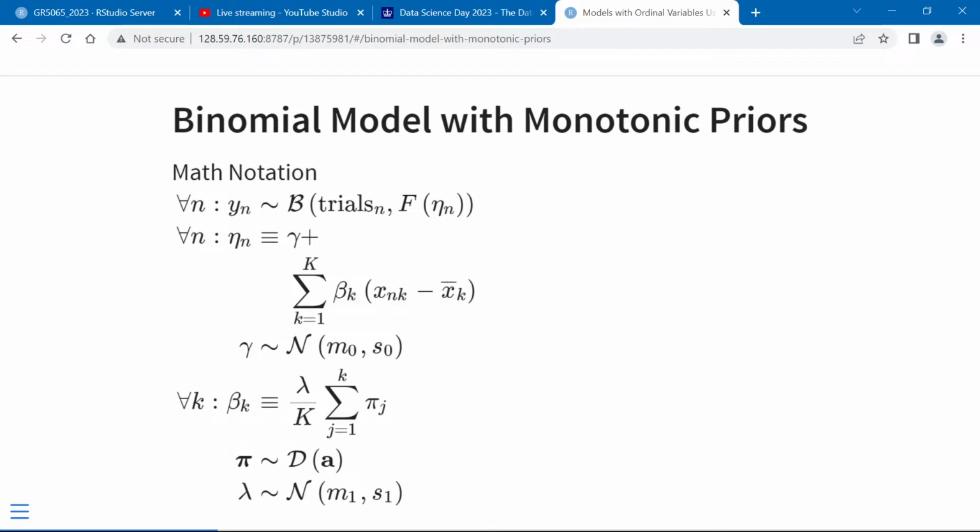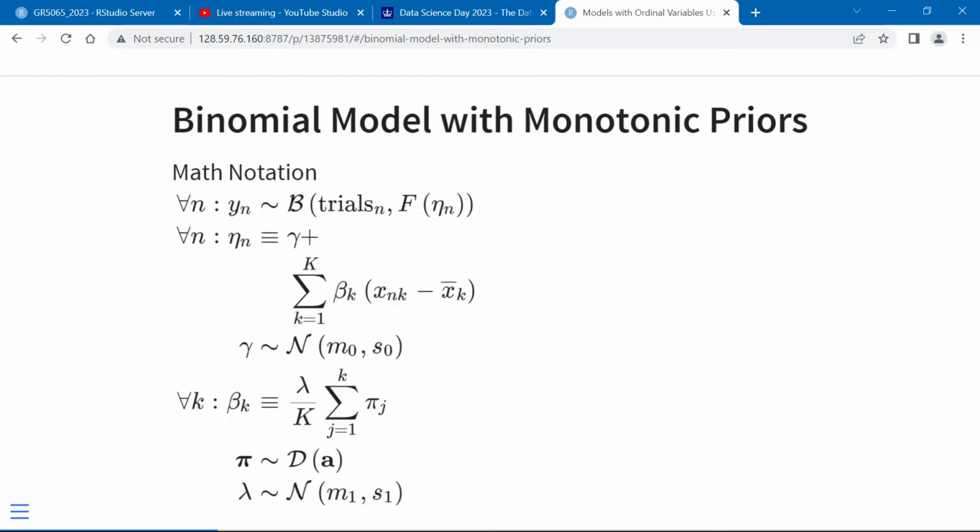Okay, so what's the distribution of the pi's? Dirichlet with shape vector A. And we have a normal prior on lambda, let's say. So what's going on here?